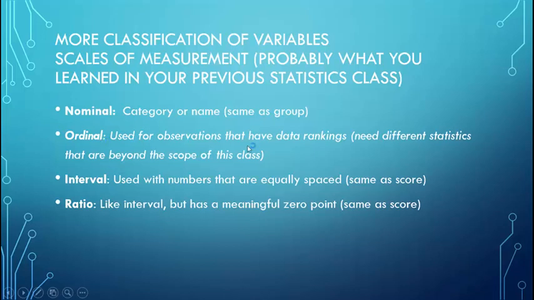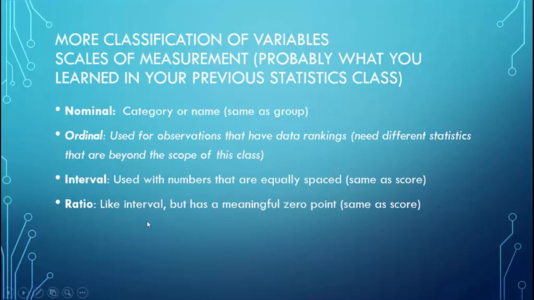Ordinal is used for observations where data have rankings, like first place, second place, third place. You need different statistics for this kind of variable, and we actually won't be using ordinal data in this class. If you wanted to use data like that, you would learn about it in a different statistics class later on. Ordinal has to do with rank order, where you don't have anything except first place, second place, third place, and you want to use that data to come up with some kind of conclusions.